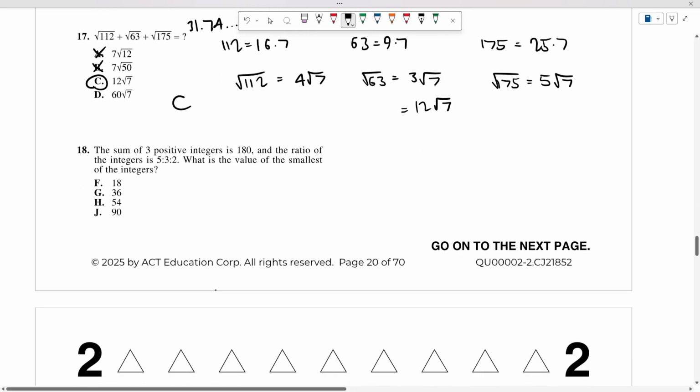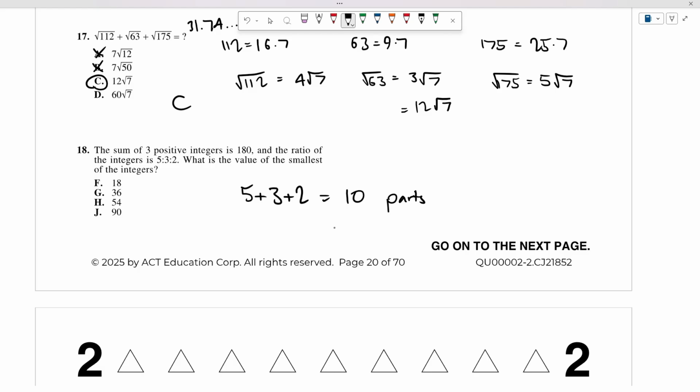Okay, number 18, we have a ratio. When you have a ratio, you need to figure out how many total parts we have. So to find the number of total parts, I'm going to add up all the pieces in the ratio. So we have 5 plus 3 plus 2, which is 10 parts. So that means you can divide 180 into these 10 parts. That gives you 18 per part.